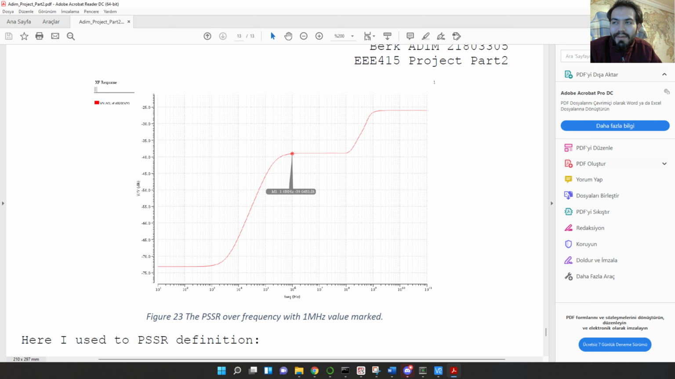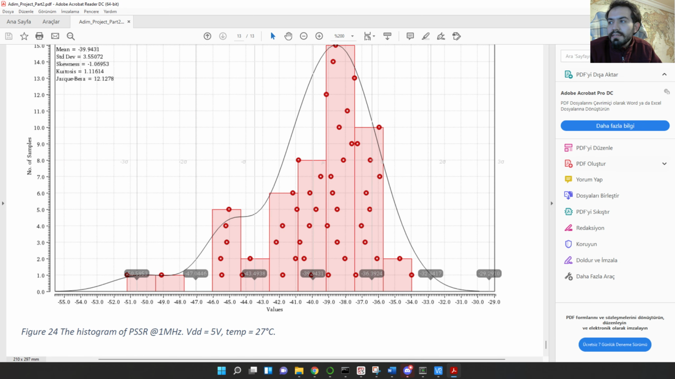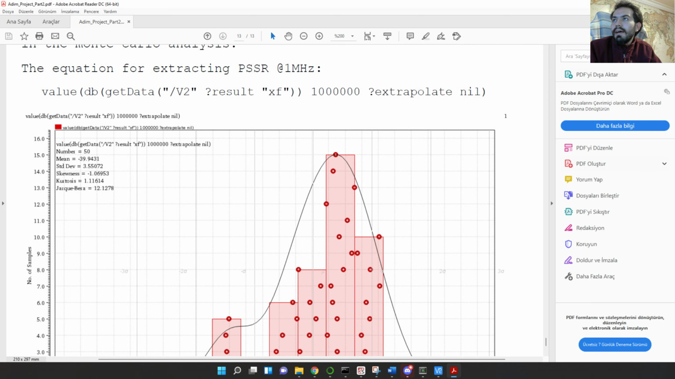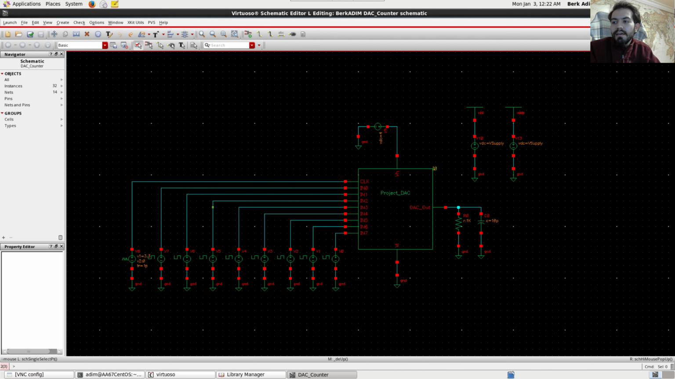And we did a Monte Carlo analysis at the 1 MHz PSRR. As you can see, it is coming here as 40 decibels. It is quite nice. And the Monte Carlo analysis showed that it did not really go below minus 30 decibels, which is quite acceptable. And when it slants towards the lower range, which means the supply changes will have lower effect at the output, which is quite nice for us. And that was the detailed analysis of our DAC.